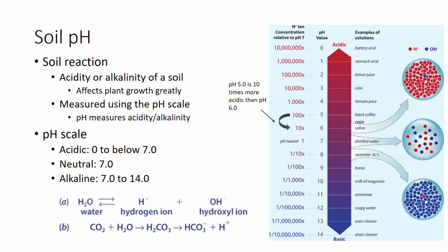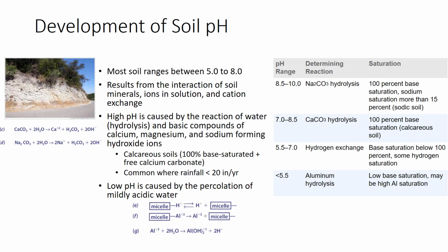Soil with far more hydrogen ions than hydroxyl ions is very acid. With only a few more hydrogen ions, it is slightly acid. On the basic or alkaline side of the scale, the reverse is true. Soil users more commonly find that soil ranges between pH values of 5.0 and 8.0. Soil pH results from the interaction of soil minerals, ions in solution, and cation exchange. In the simplest terms, high pH is caused by the reaction of water and basic compounds of calcium, magnesium, and sodium to form hydroxide ions.